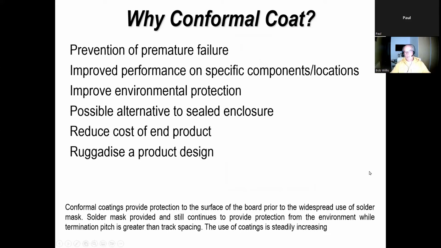Now, what I wanted to try and do during this presentation is talk about conformal coating, but more talk about process defects. So if we just first of all talk about why we're using conformal coating, it's generally there to prevent premature failure of a product. It's not necessary for all applications, but it does give that level of protection, particularly in demanding environments. It can improve performance on specific components and or locations on your board. So if you've got RF issues, if you've got insulation resistance issues, so again, in that situation, we're only talking about a minimum amount of coating.